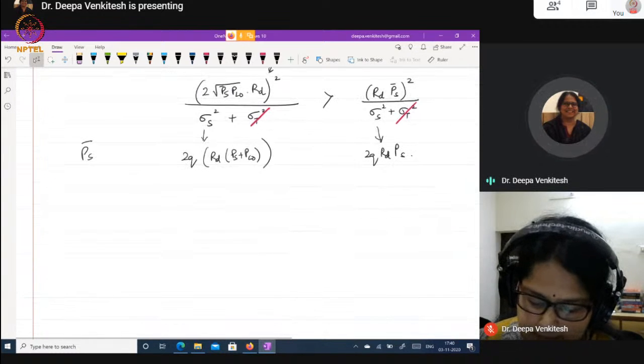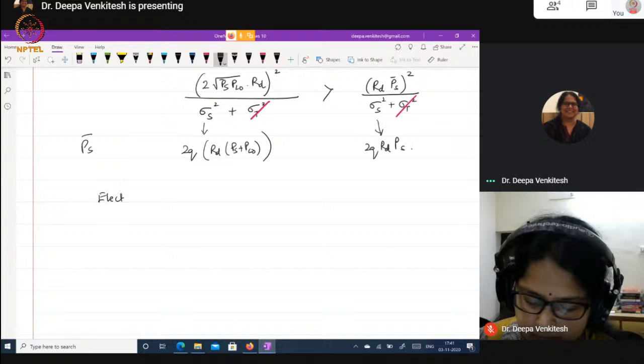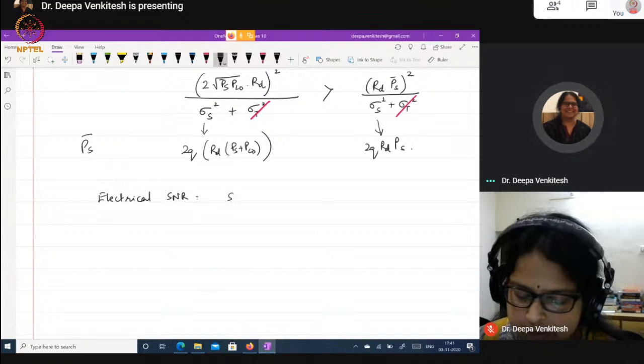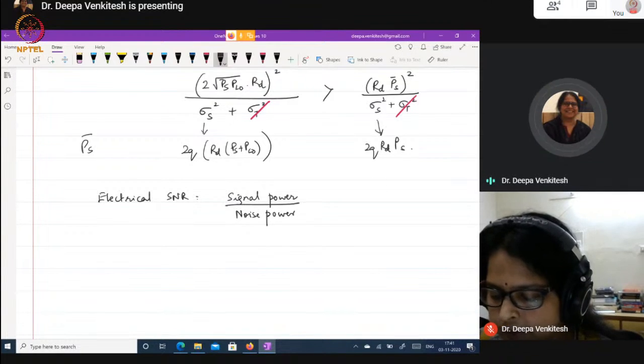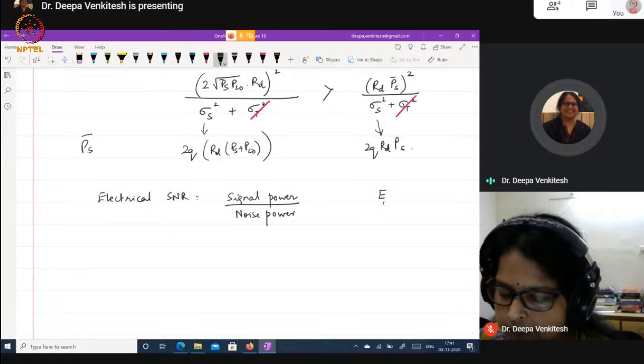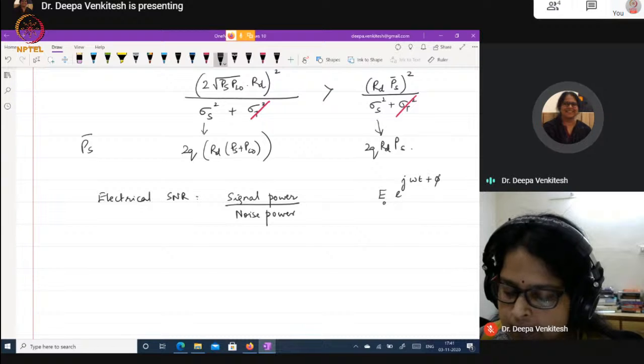You do not need to add a phase noise term because what we are calculating is electrical SNR. Now, electrical SNR is simply signal power divided by noise power. Now, how do you represent phase noise? You say that I have an electric field e power j omega t plus phi of t. This phi of t is what represents your phase noise.